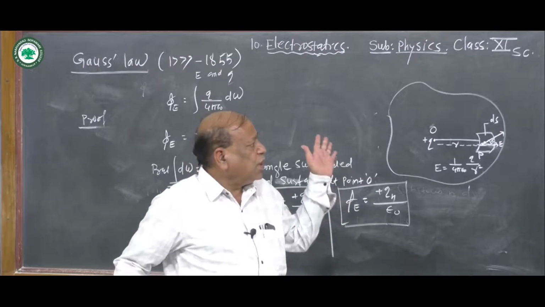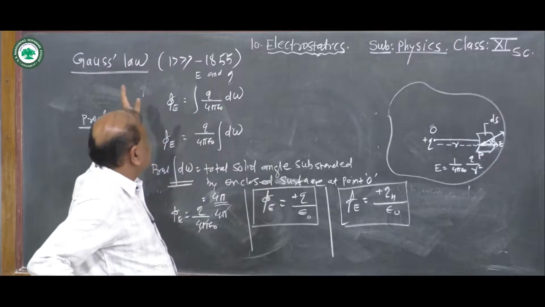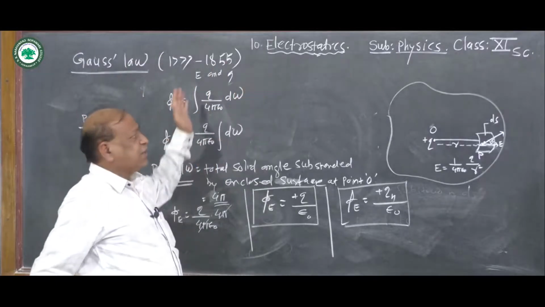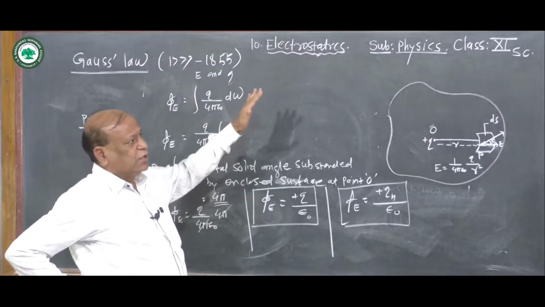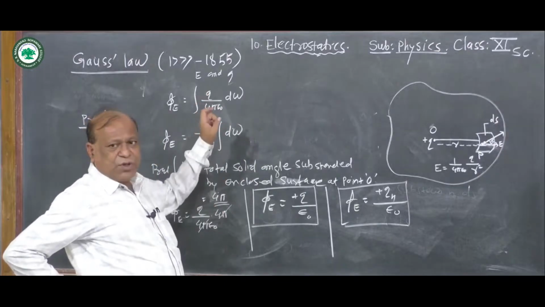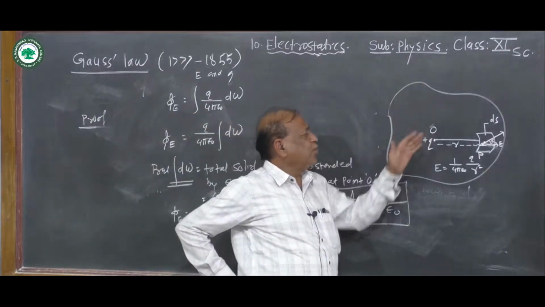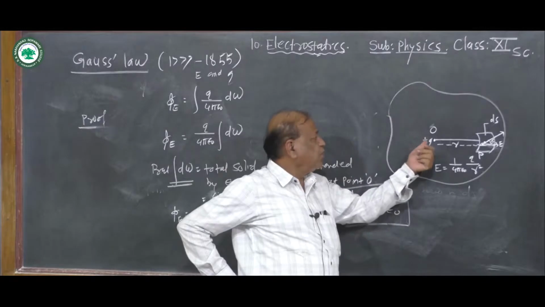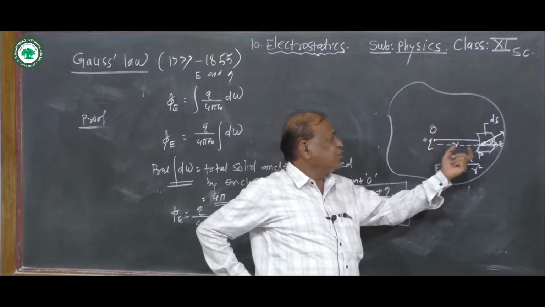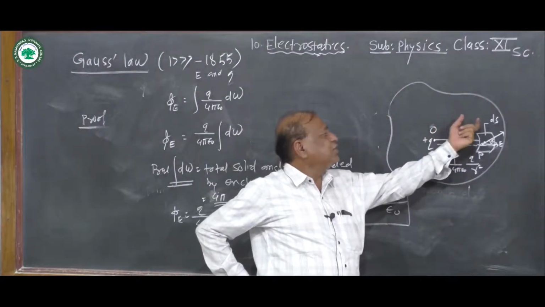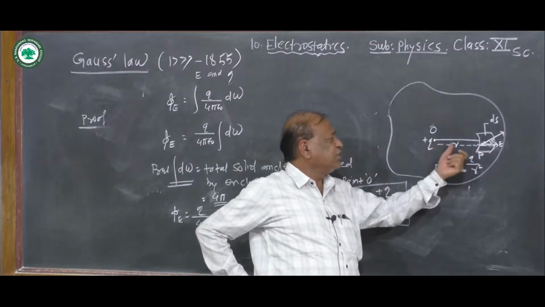Okay, now in short I explain. First write down the statement: the mathematical relation phi E is equal to Q upon epsilon 0. That is the statement of Gauss's theorem. Now we have to prove this theorem. Consider this enclosed surface of any shape. Now this charge plus Q is situated at point O, and for simplicity we consider a small infinitesimal surface area ds, which is at distance r from this charge.